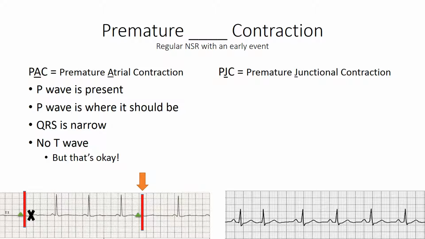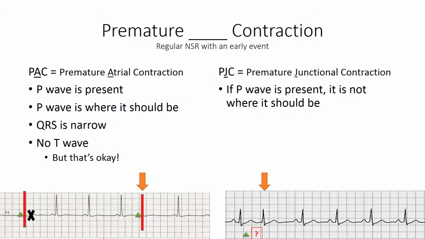Now let's look at the one on the right. Identify the premature beat. Which one comes earlier than it should? I hope you identified this one right here. Well, let's look to the left. Is there a P wave? Well, no, actually there is not a clear P wave before it.